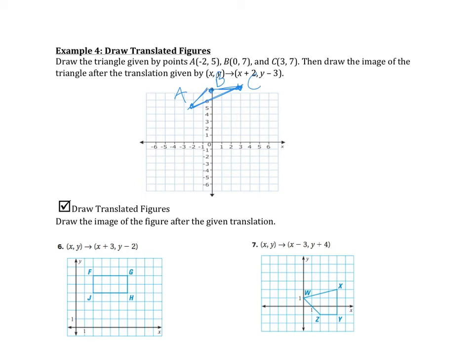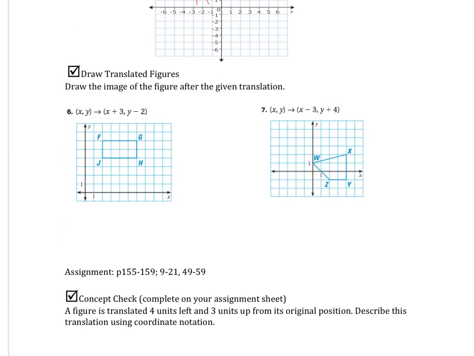So take each point and move it 2 units to the right, down 3, be my C prime. Then my B is moving 2, then down 3, B prime. And then my A is moving 2 units right, 3 down, A prime, and connect them. That would be the image. So you draw the image to each of the figures. Again, just take each point and move it what's described, and then label it with the prime.